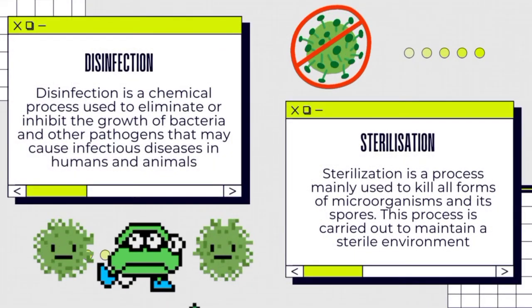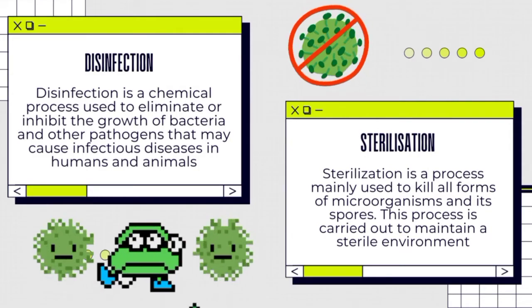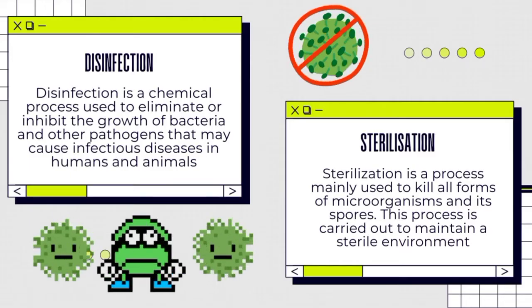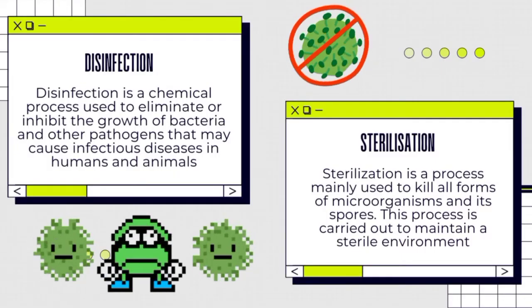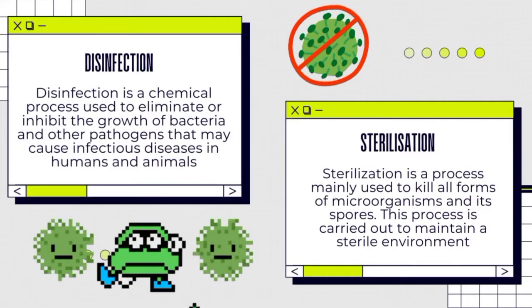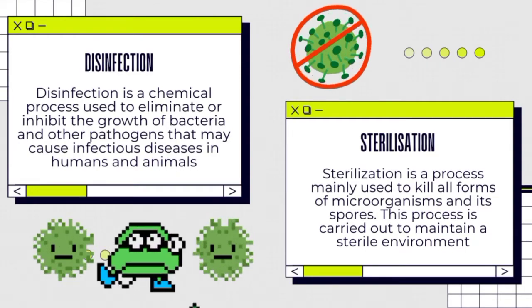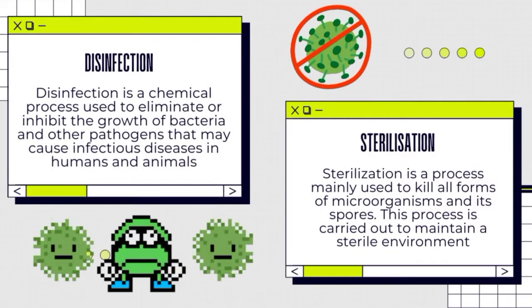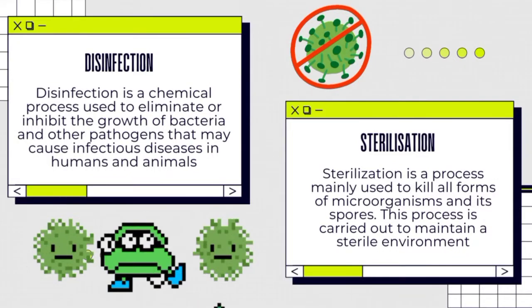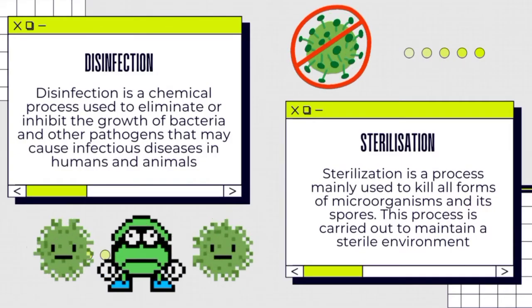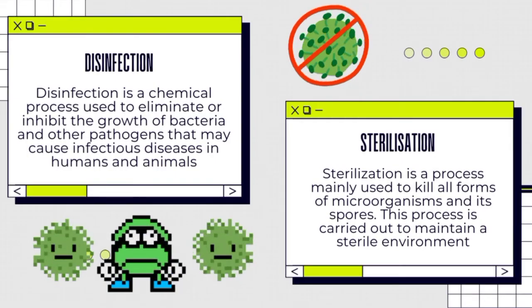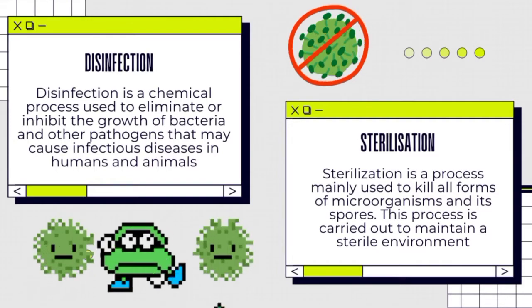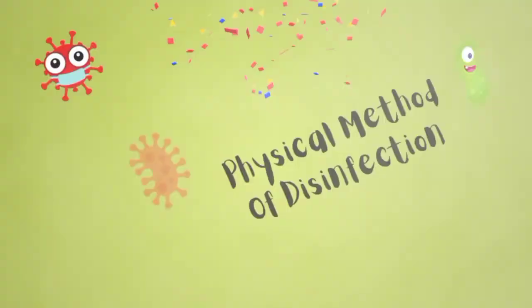What is the meaning of disinfection and what is sterilization? So the first one is disinfection. Disinfection is a chemical process used to eliminate or inhibit the growth of bacteria and other pathogens that may cause infectious diseases in humans and animals, while sterilization is a process mainly used to kill all forms of microorganisms and their spores, and this process is carried out to maintain a sterile environment.